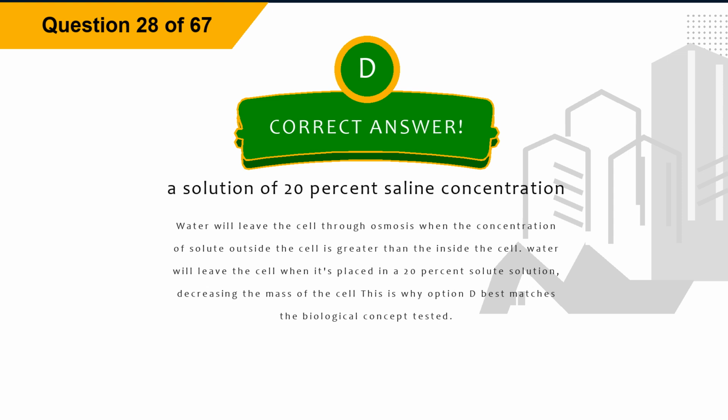The correct answer is option D, a solution of 20% saline concentration. Explanation: water will leave the cell through osmosis when the concentration of solute outside the cell is greater than the concentration inside the cell.